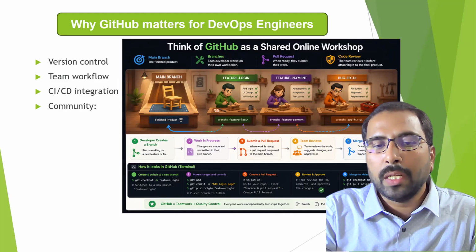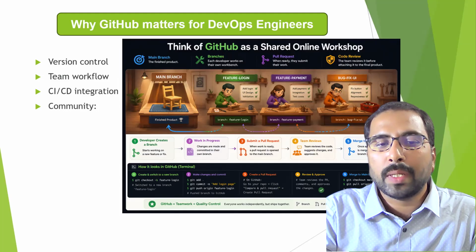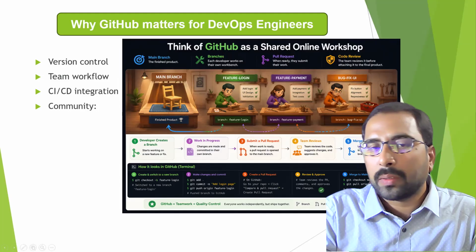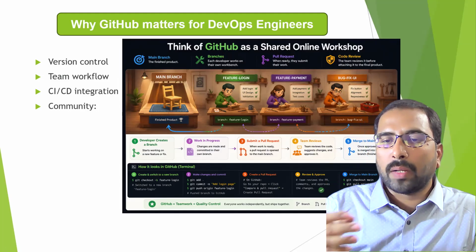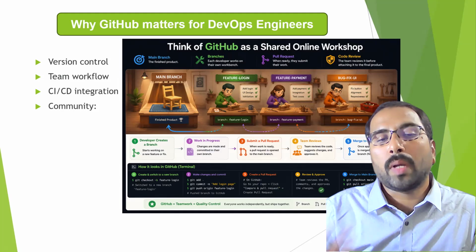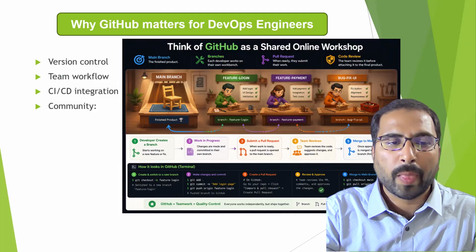So these three developers have different branches, and they are implementing things in their own way. Once everything is good, they create a pull request, and the team lead reviews it. If everything is good, he approves it, and that code is merged with the main branch. Like that, it will be there.